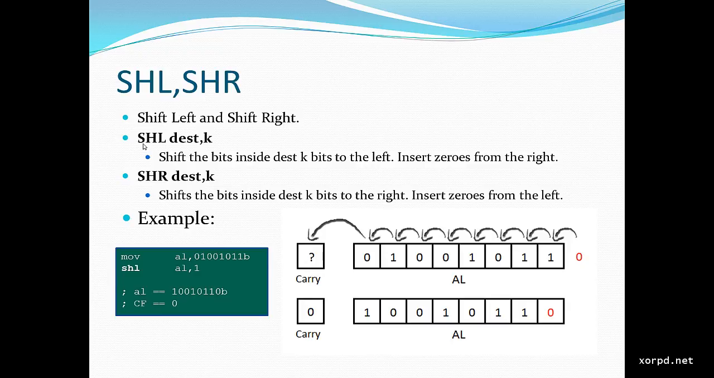Let's look at an example of the shift left instruction. First we put this number inside AL, and then we shift left AL by 1. We have this picture on the right which describes what happens before and after the instruction. This is what happens during the instruction. This is what we have inside AL, which is just like this number.